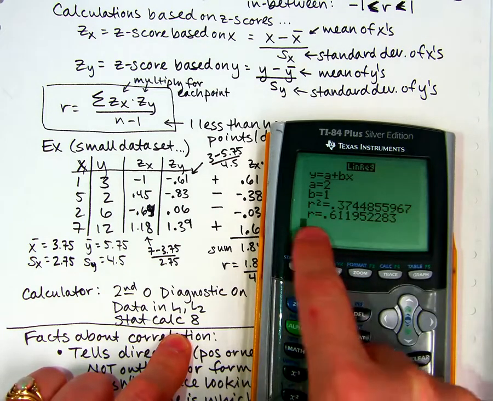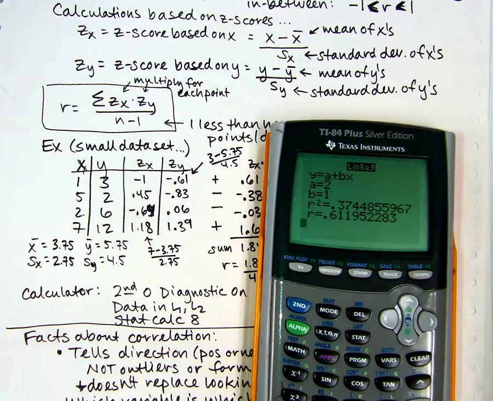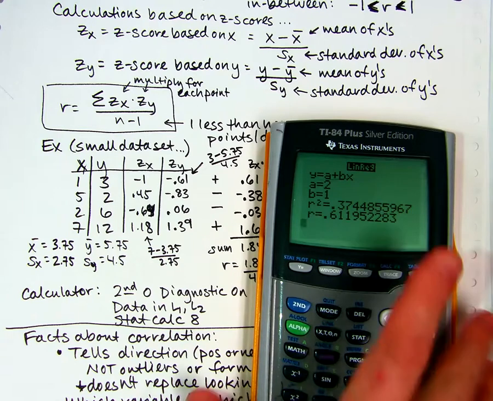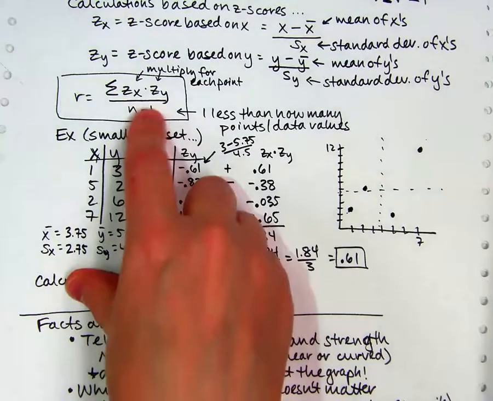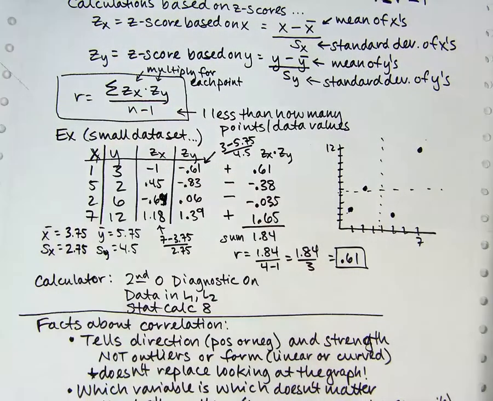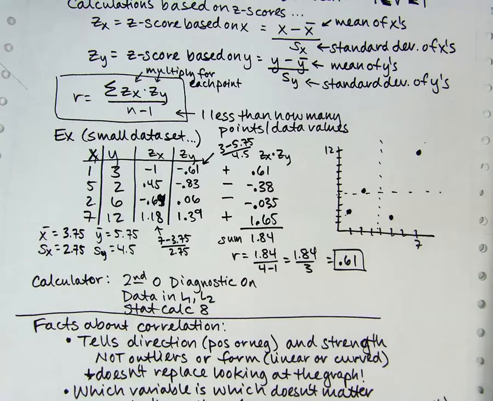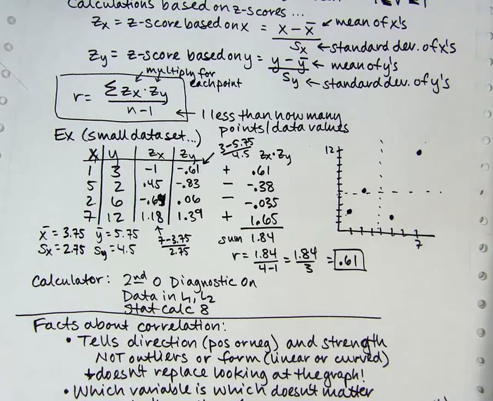It also gives me R at the bottom, 0.61. And look, that's the same R that I got before. So that's how you make your calculator do it. When the book says do it by hand, please do it by hand just so that you get that experience with the formula. I think knowing that it's z-scores multiplied and added up is valuable, but then most people just do it with the calculator, and that's fine.